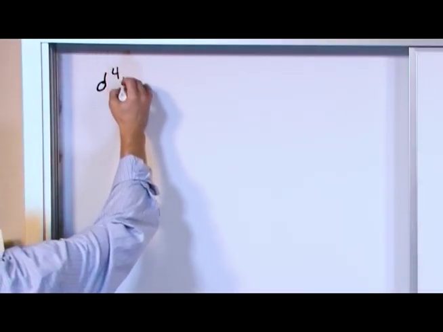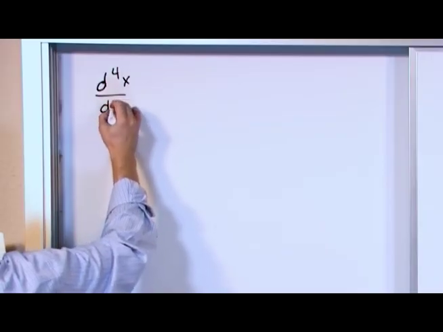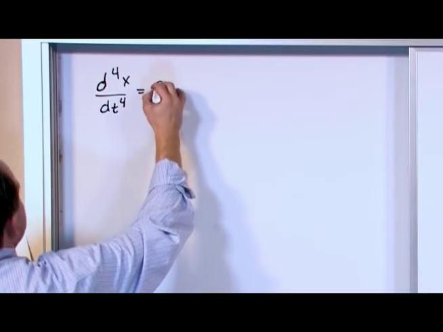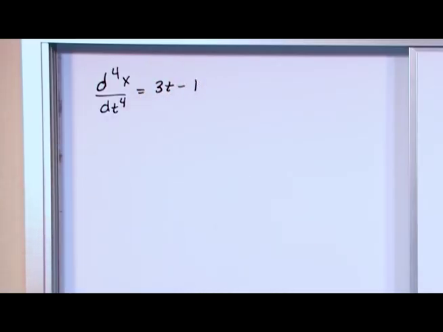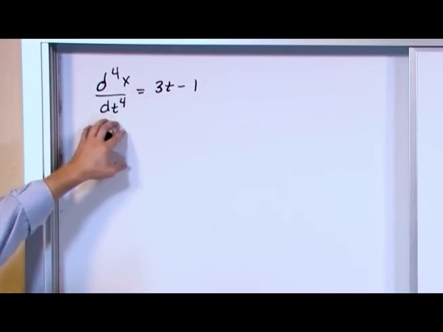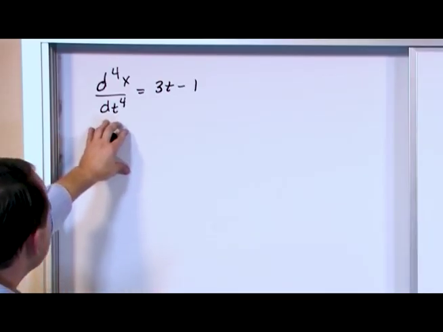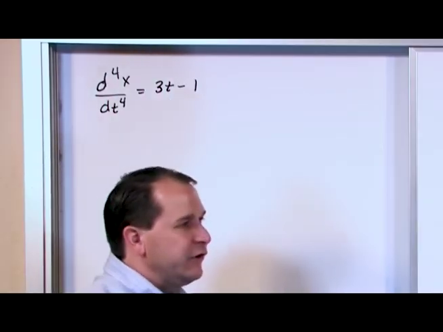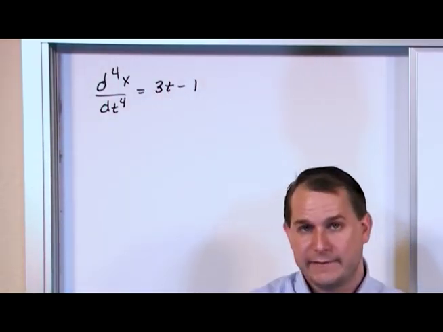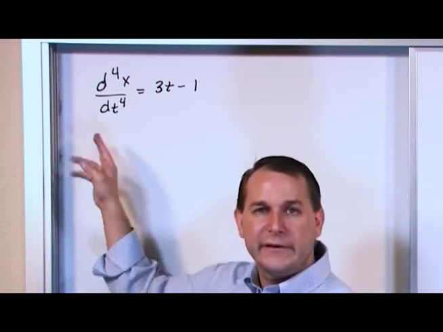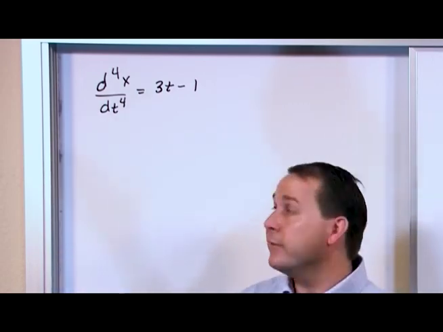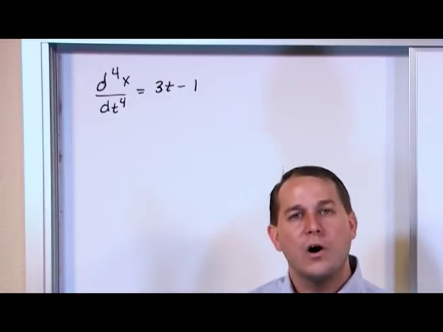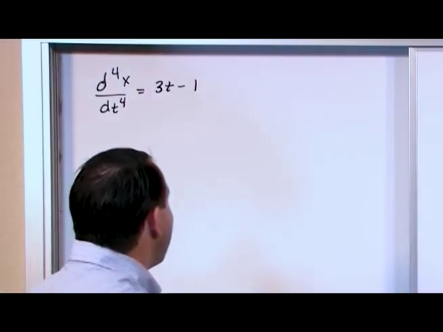We're going to have a fourth derivative of x with respect to time, and that's going to be equal to 3t minus 1. So you have a fourth derivative here on one side by itself, nothing else. On the other side, you have a pure function of time. So the first thing you should do is say, can I integrate this? And obviously, if you had lots of derivatives added together over there, you wouldn't be able to do it. But here, since you've got this guy by itself, pure function of time and an easy function of time, you are going to be able to integrate it. So that's what we're going to do.